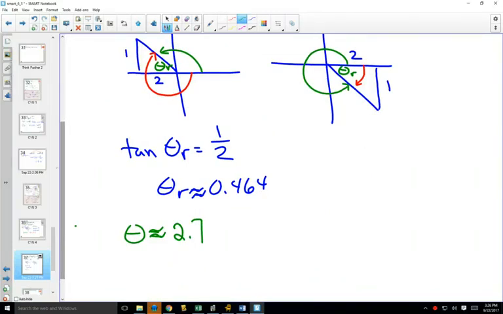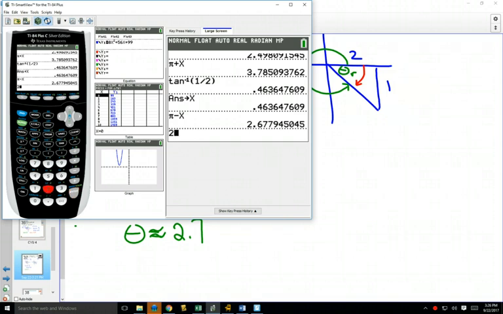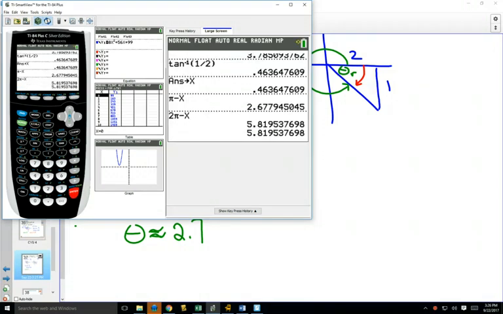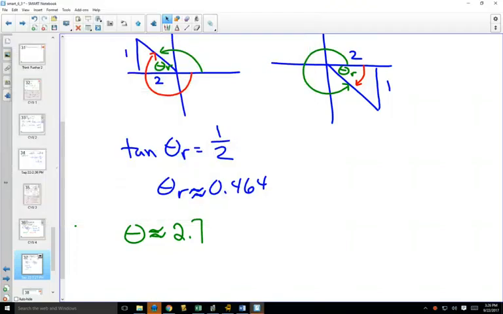The second positive angle, if that was degrees, you would go 360 minus your reference angle. Since it's in radians, you will go 2 pi minus your reference angle, approximately 5.8.